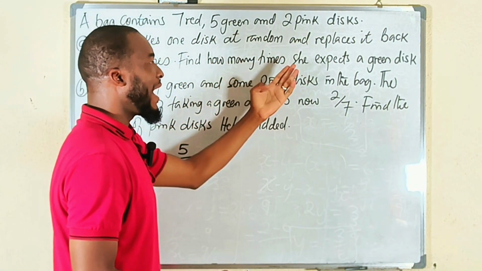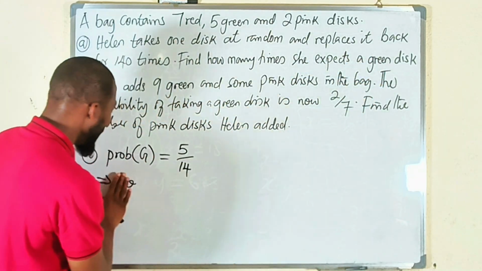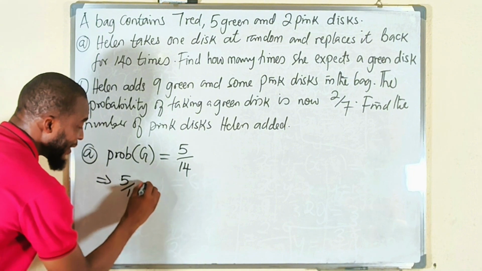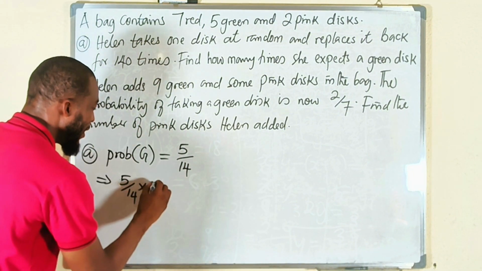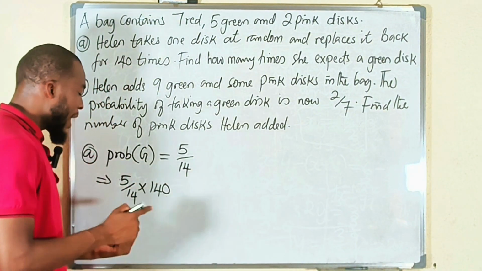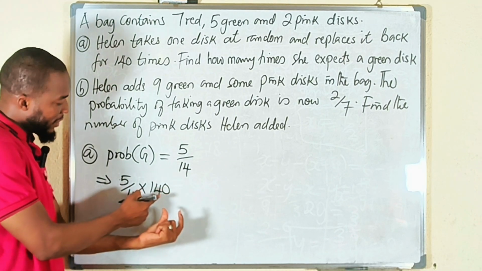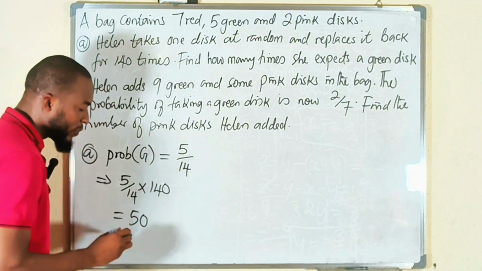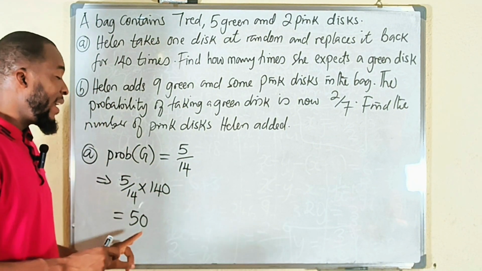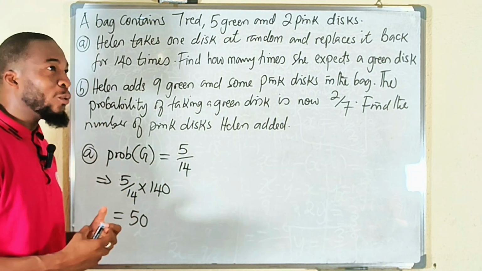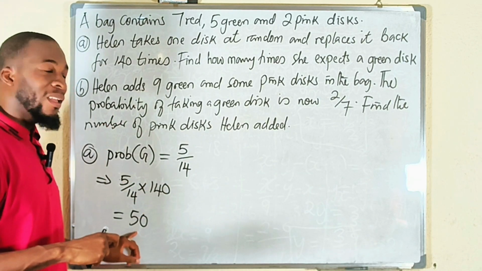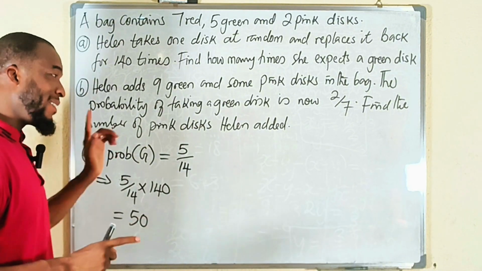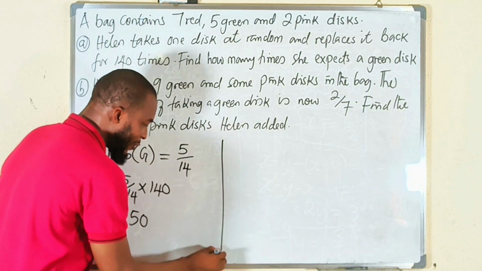Therefore, the number of times she expects a green disc is equal to 5 divided by 14, I don't have to write everything all the time since I am explaining, times 140. Now you can see that 14 can go here exactly 10 times, 5 times 10, we have 50. So this green disc is expected to come out like 50 times. This is expectation, you should remember this. This is probability. Now let's move to the second question.